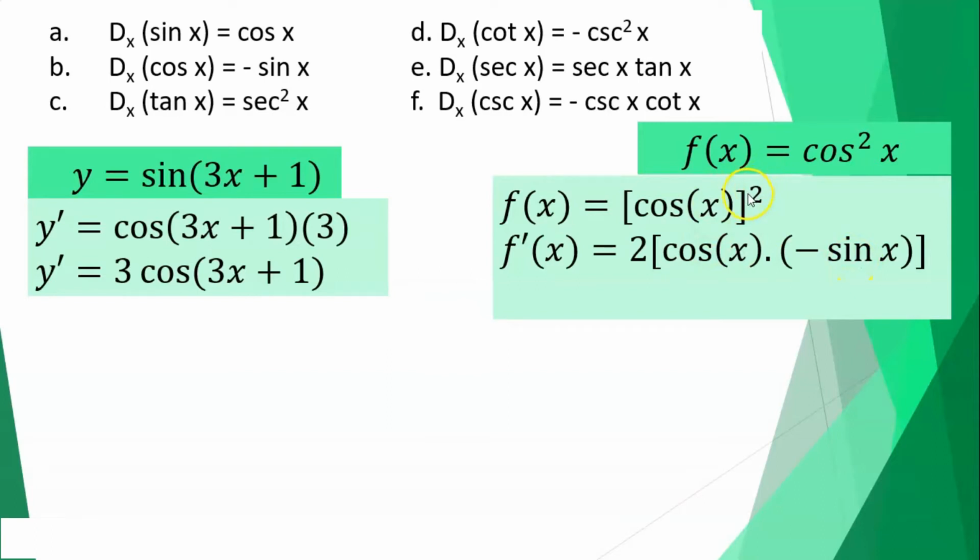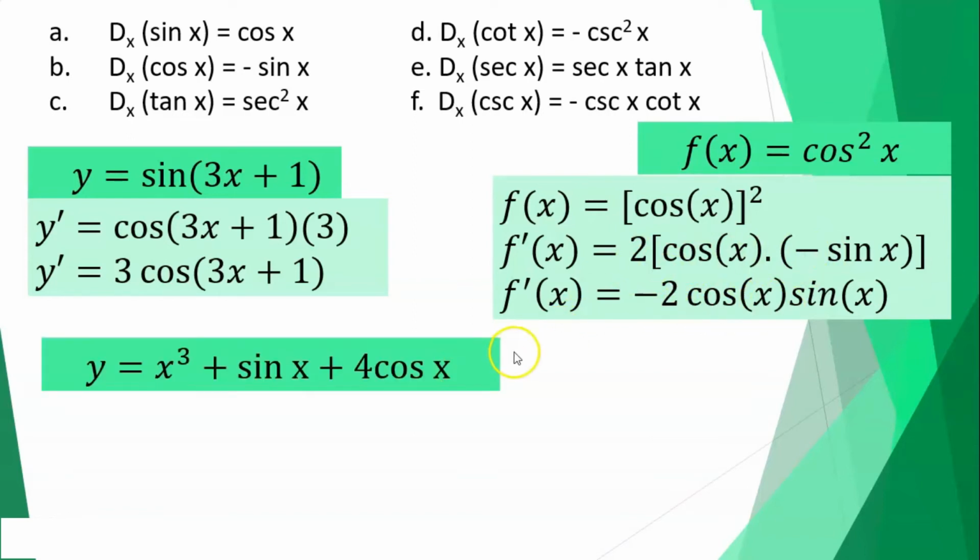So get the derivative of this, that would be 2 cosine x, with exponent 2 minus 1, so that would become 1, times the derivative of cosine x, which is negative sine x. Simplifying, our final answer is negative times 2, so that's negative 2 cosine x sine x.